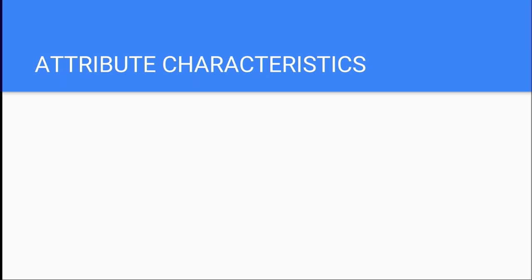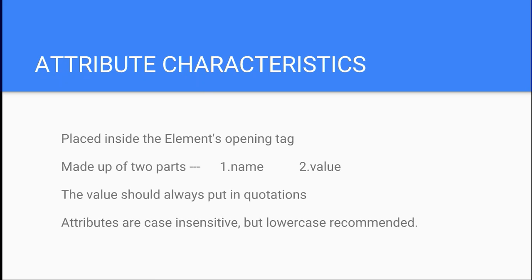And what are the attribute characteristics? The first characteristic of an HTML attribute is that it is placed inside the element's opening tag. We already saw this in an example. And an attribute is made up of two parts. The first one is an attribute name, and the second one puts some value to that name.